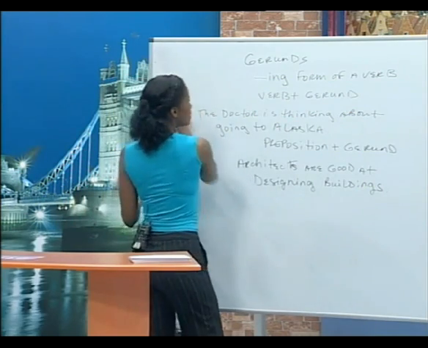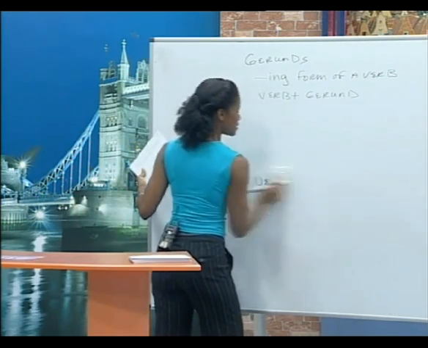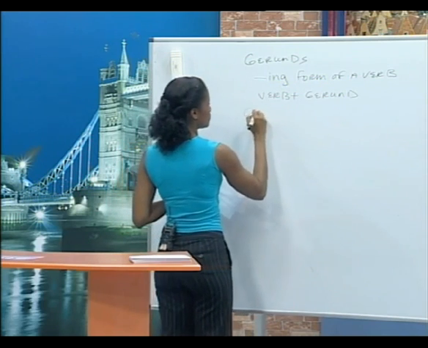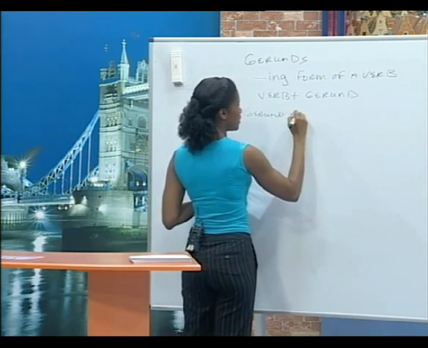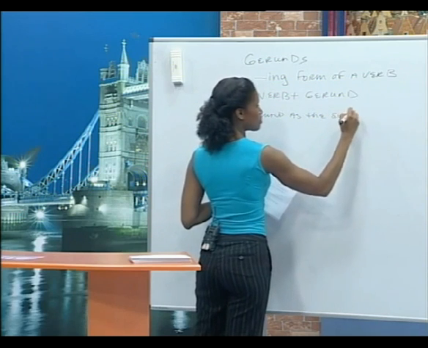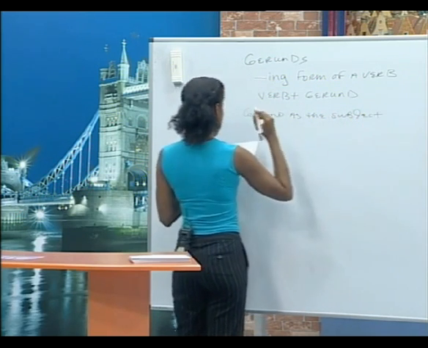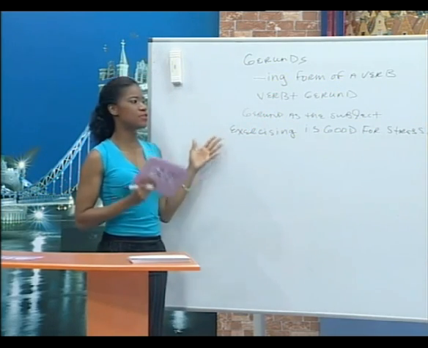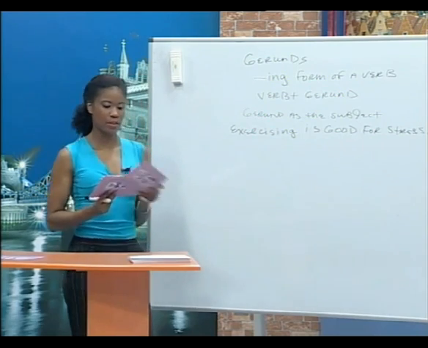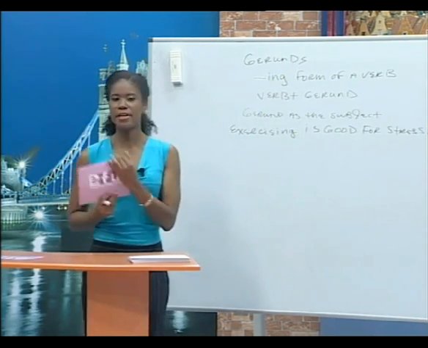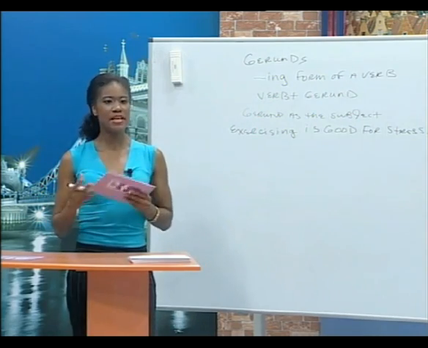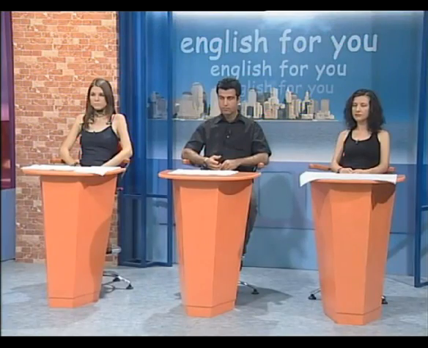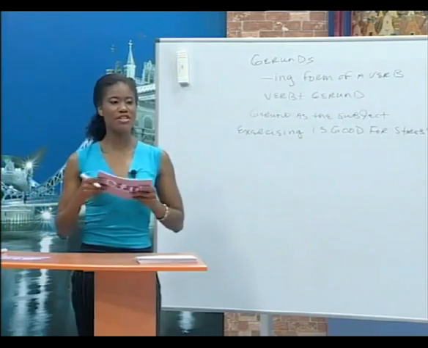Okay, or a gerund can be the subject of a sentence. Gerund as the subject. For example, our first sentence, exercising is good for stress. So your gerund as the subject. Okay, now we're ready to practice gerunds. Now, let's each say a sentence using a gerund, okay? Okay, Alberto, you go first.